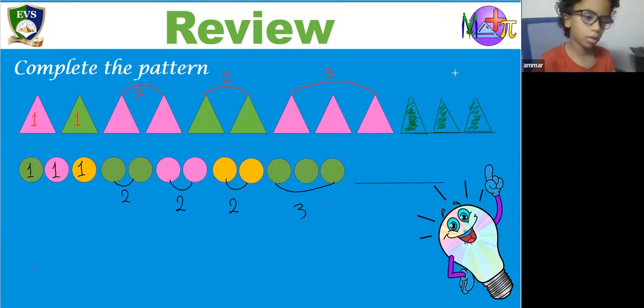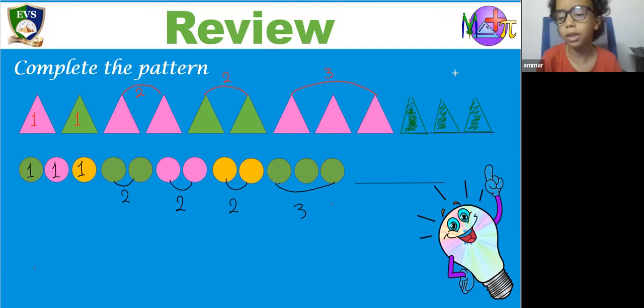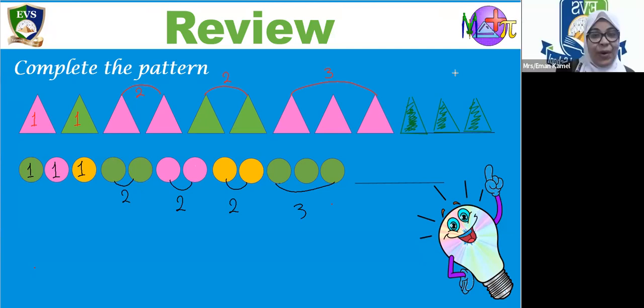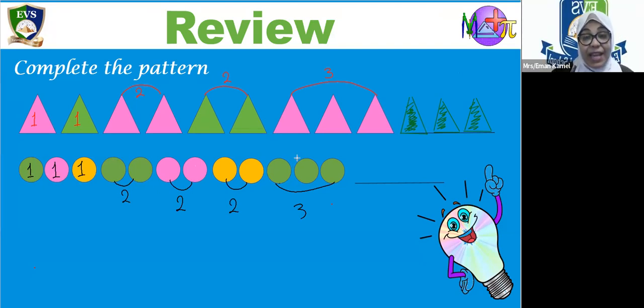No. Okay, tell me, what's the color after green? Pink. Excellent, boy, super. Thank you so much. So after the green is pink. So here I have three green circles, and the next is three pink circles. Thank you so much. It's the right answer. Okay, let's move on.